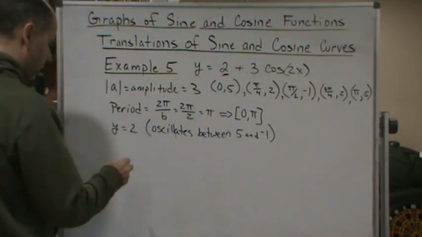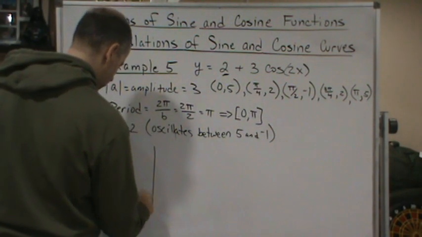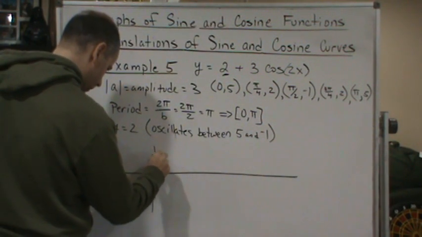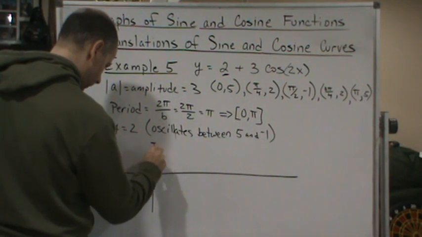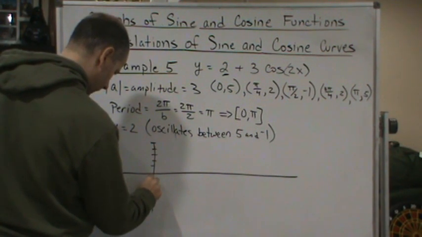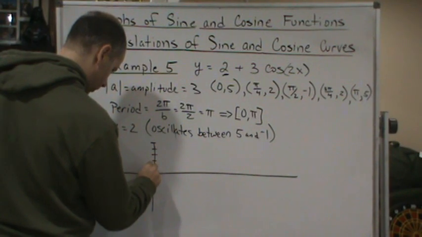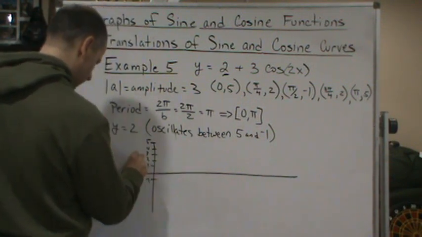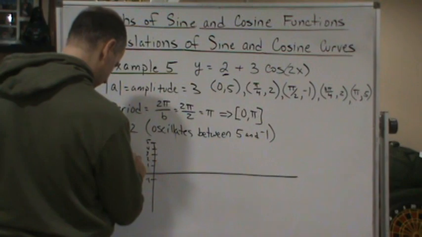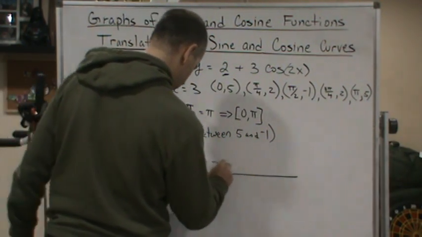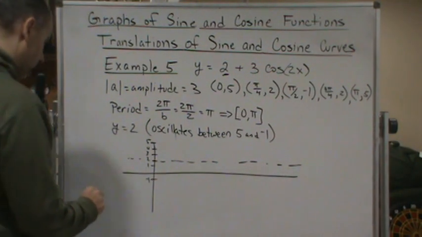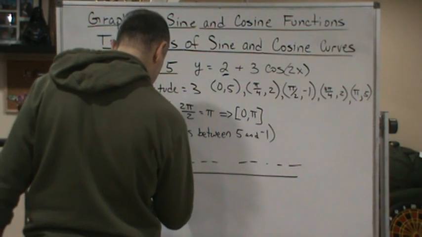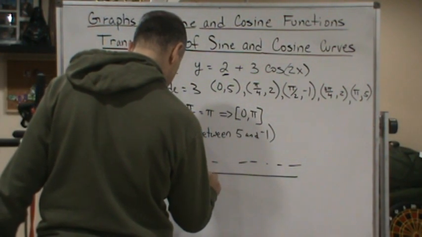So let's graph it. I'm just going to draw this. We go 1, 2, 3, 4, 5, and negative 1. Now here's our line. It's going to be around this line, so I'm going to draw a dotted line here. The first one's going to be at 5. I've got to do my 1, 2, 3, 4.